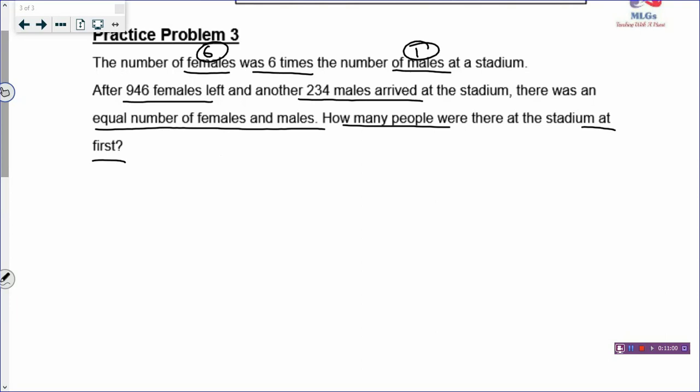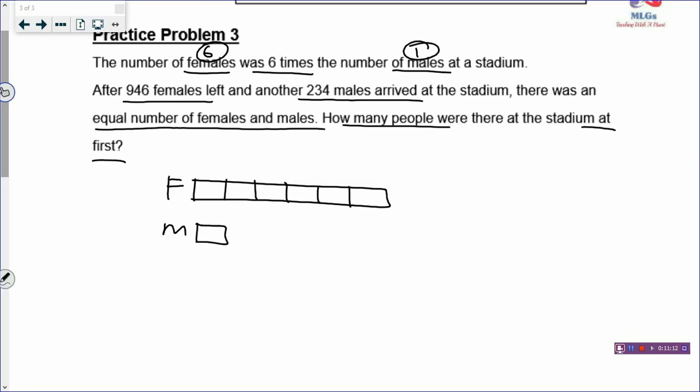Okay, so how do we draw? Look at the first sentence. And you have females. And you draw a rectangle cut into 6. And the males will be 1. And you draw the first sentence. Now, 946 females left, another 234 males arrive. And then there was equal.